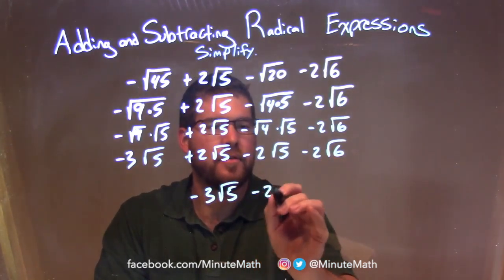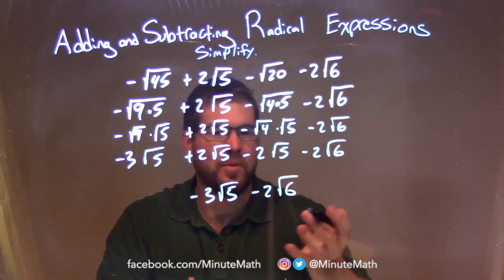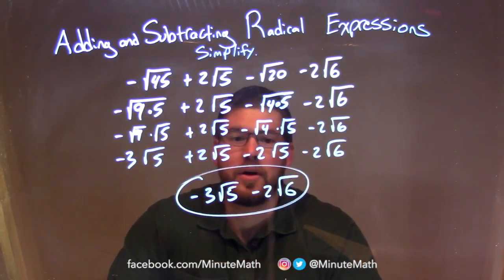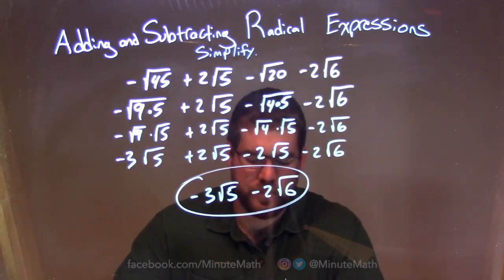And then we bring down the minus 2 square root of 6. There's nothing else with square root of 6 to combine it with. And there we have it, our final answer. Negative 3 square root of 5 minus 2 square root of 6.